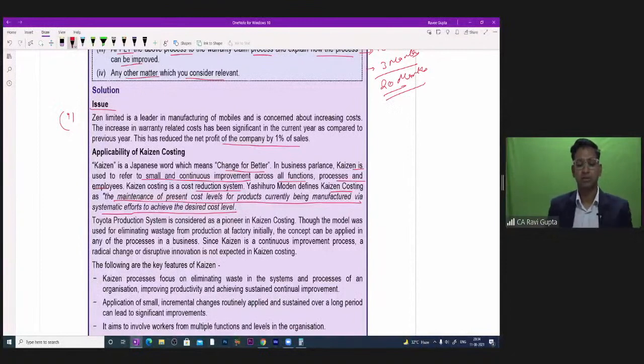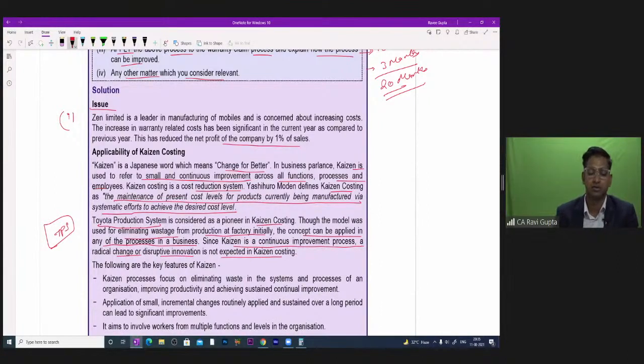Toyota Production System is considered a pioneer in Kaizen costing. We have also gone through the TPS, that is Toyota Production System, when we were doing chapter number 3. Though the model was initially used for eliminating wastage from production at the factory, the concept can be applied in any process in the business. Since Kaizen is a continuous improvement process, a radical change or disruptive innovation is not expected in Kaizen costing.